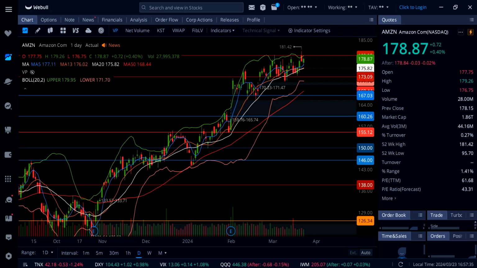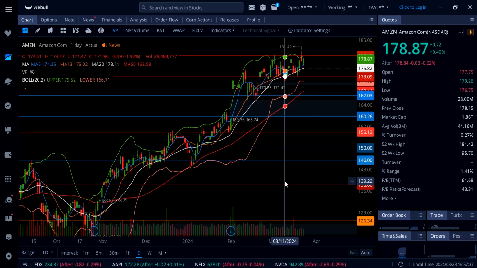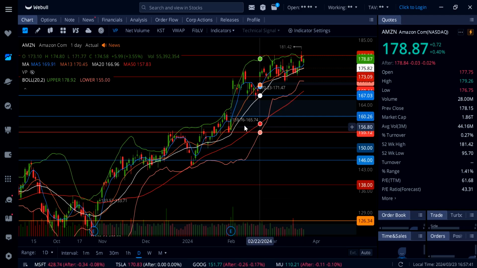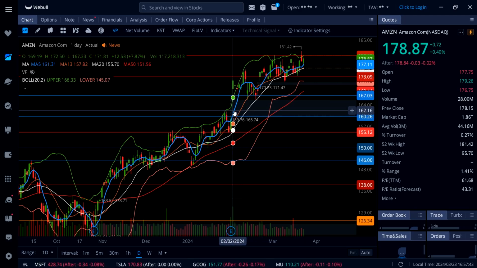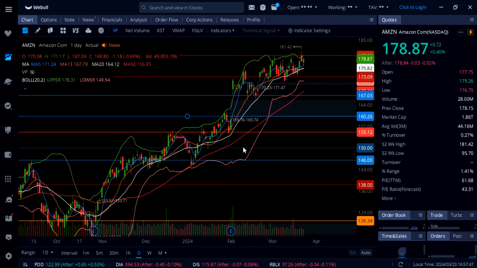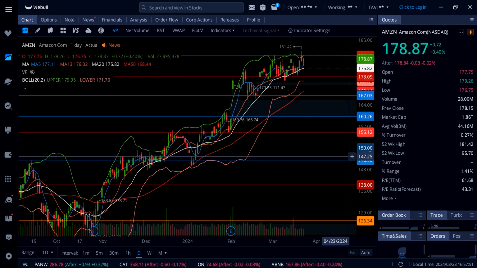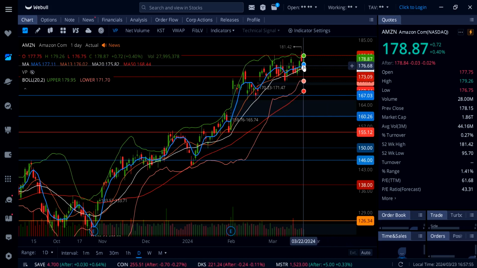On Amazon stock, it's up 0.40%, so Amazon getting down to 176.75. And now if you look at my screen, rising 5-day moving average right here sitting at 177, so that's going to be a support, and below that, rising 20-day moving average 175.82. So we have strong support here on Amazon in between 176 and 177.